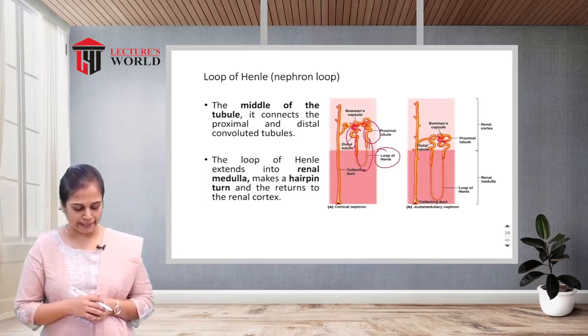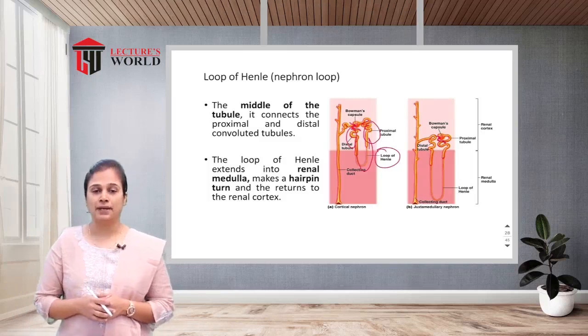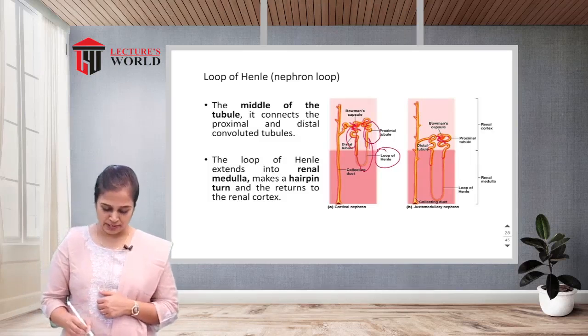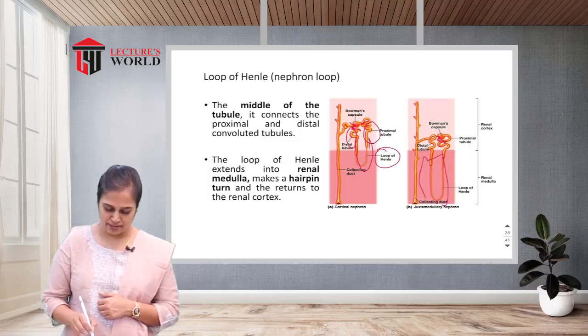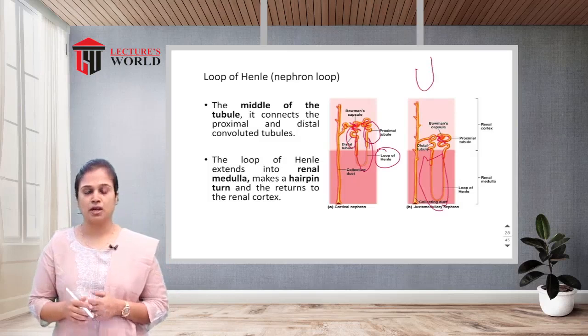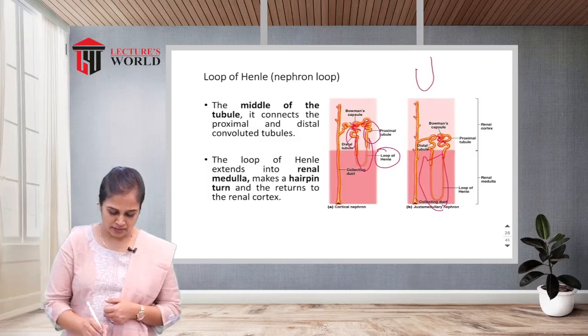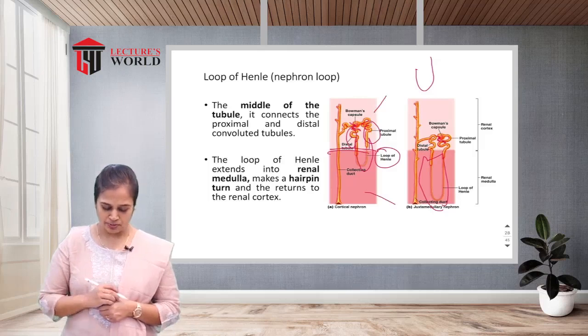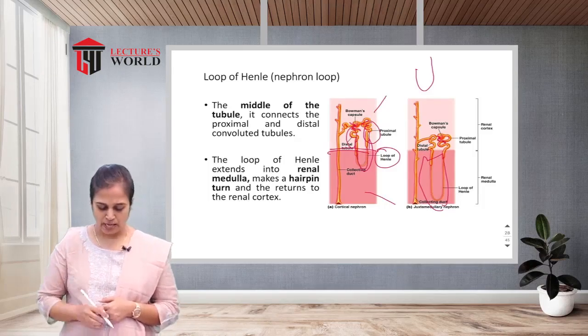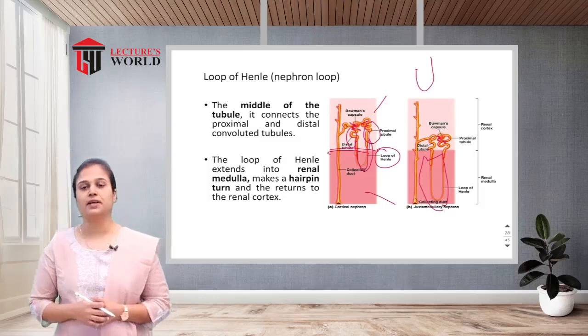The loop of Henle extends into the renal medulla and makes a hairpin turn. You can say this is a hairpin turn, this way, and it returns to the renal cortex. This is the cortex and this is the medulla. Then from the distal tubule, the loop of Henle extends from the proximal tubule and returns to the renal cortex.